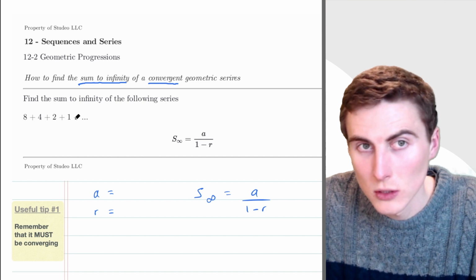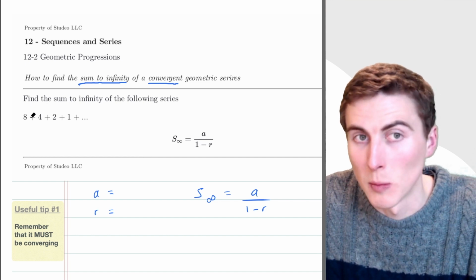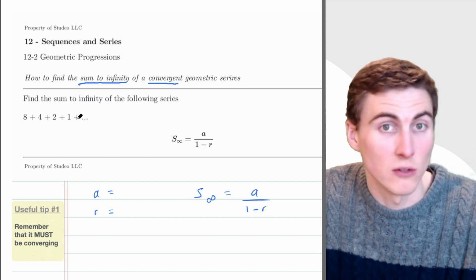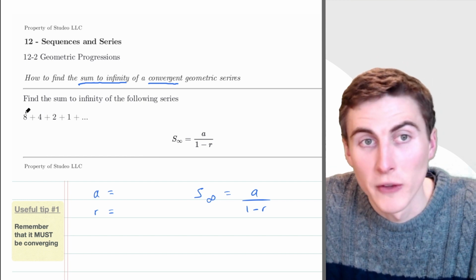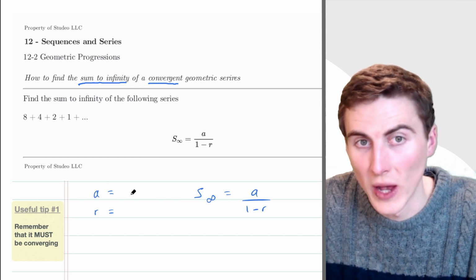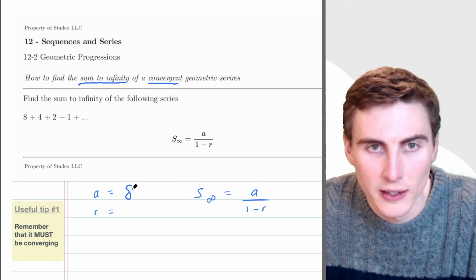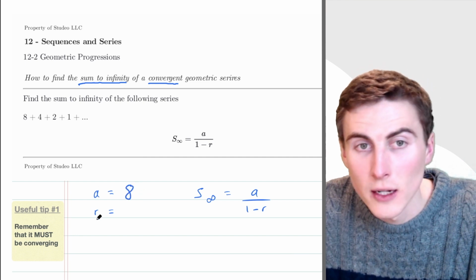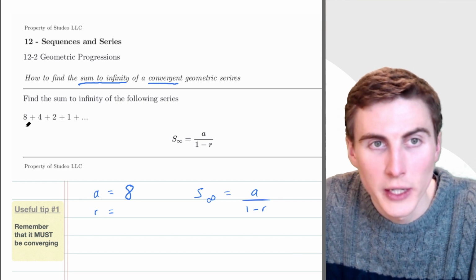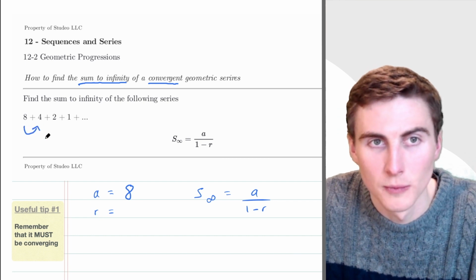So we look at our series, and it's a series in this case rather than a sequence because there are plus signs in between. The first term is 8, so a is 8. And then r, the common ratio, is just whatever is happening between the terms.